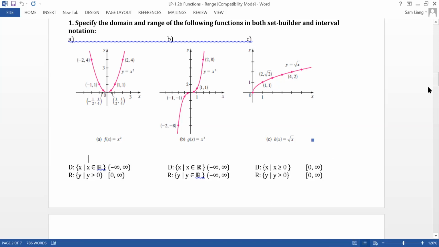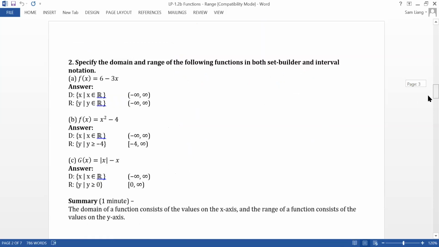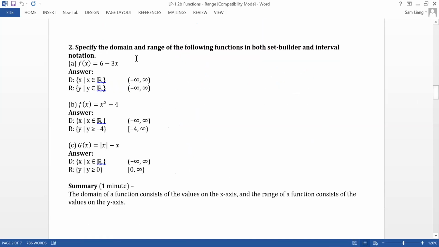Next, we'll move on to question 2. So this one has the same instructions, but this time we don't have graphs. You could technically use a graph calculator, but for part A at least, it's not that bad. Here it's 6 minus 3x. That's a line, and for a line, you can plug in anything. So the domain is all real numbers. Same thing for the range. All real numbers are attainable by this line.